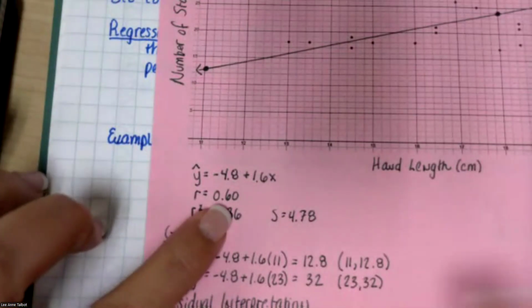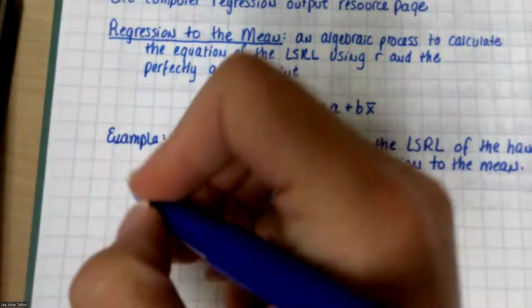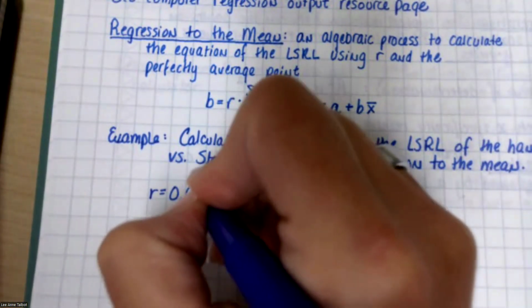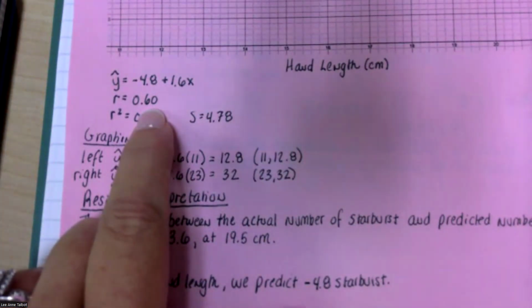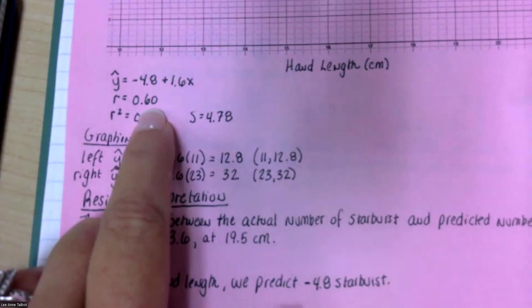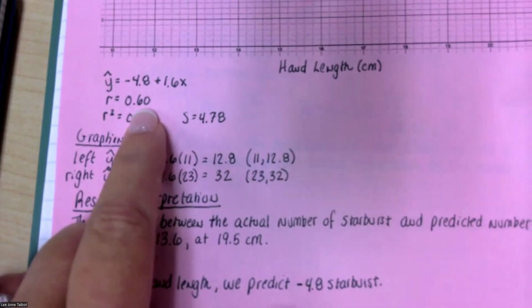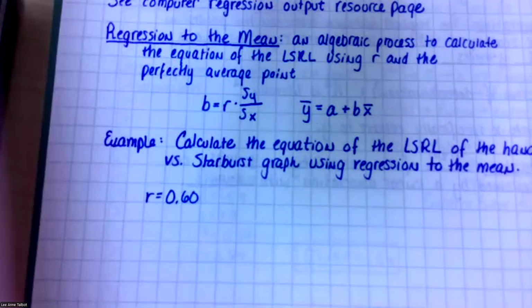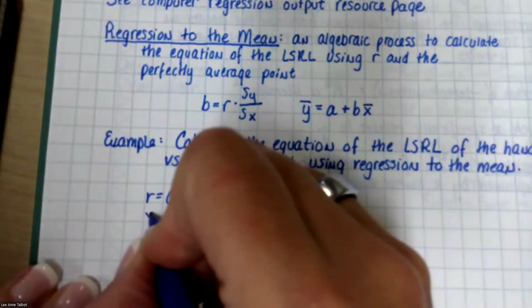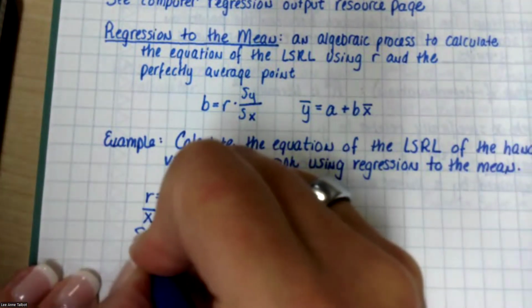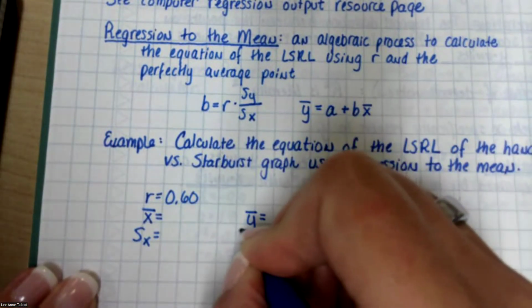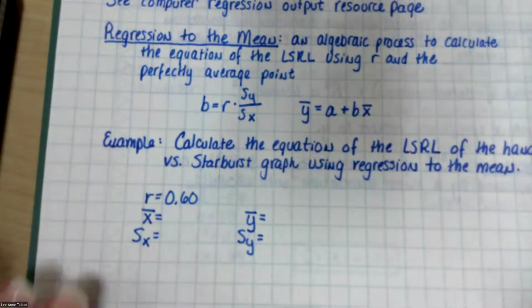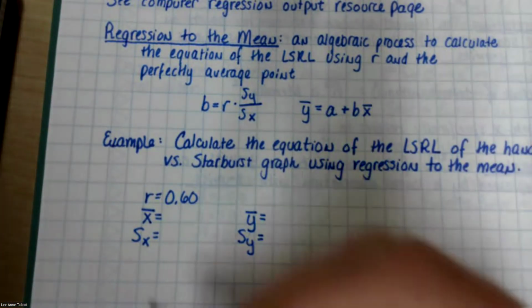Okay. So first thing we need is R, which is 0.6. Do you know where I got R from? Do you know how to get R on your calculator? Linear regression, A plus BX. Okay. All right, now we need X bar, standard deviation of X, Y bar, standard deviation of Y. Those are all in the two variable stats we just got.